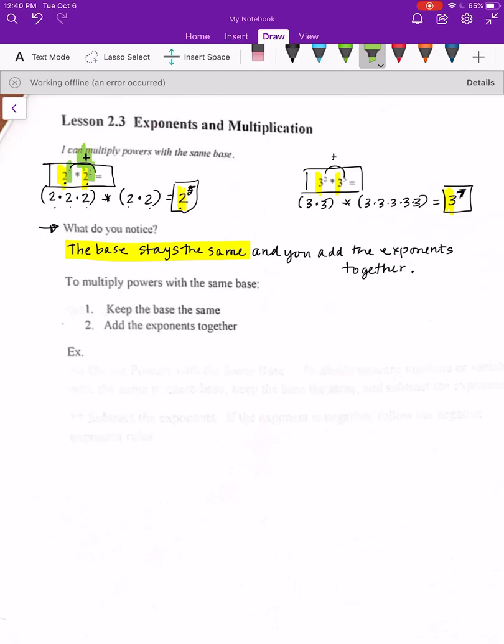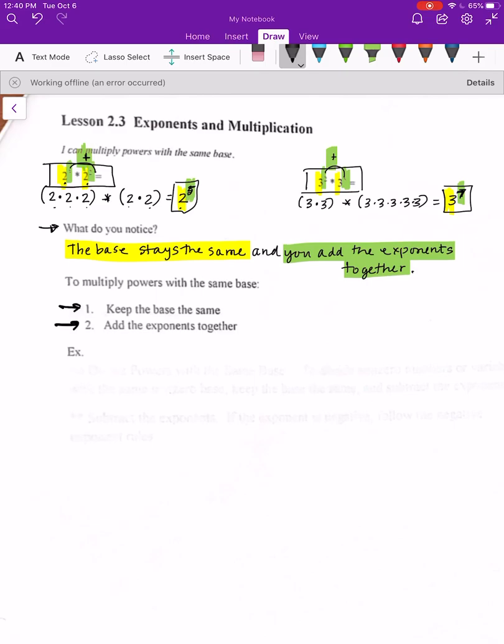Now let me pick up another color, and notice if I add the 3 plus the 2, you come up with 5. If you added the 2 plus the 5, you came up with 7. And so the other part is you add the exponents together. So those are the rules, and you can see them written right down there. The rules say: 1, keep the base the same, and 2, add the exponents together.